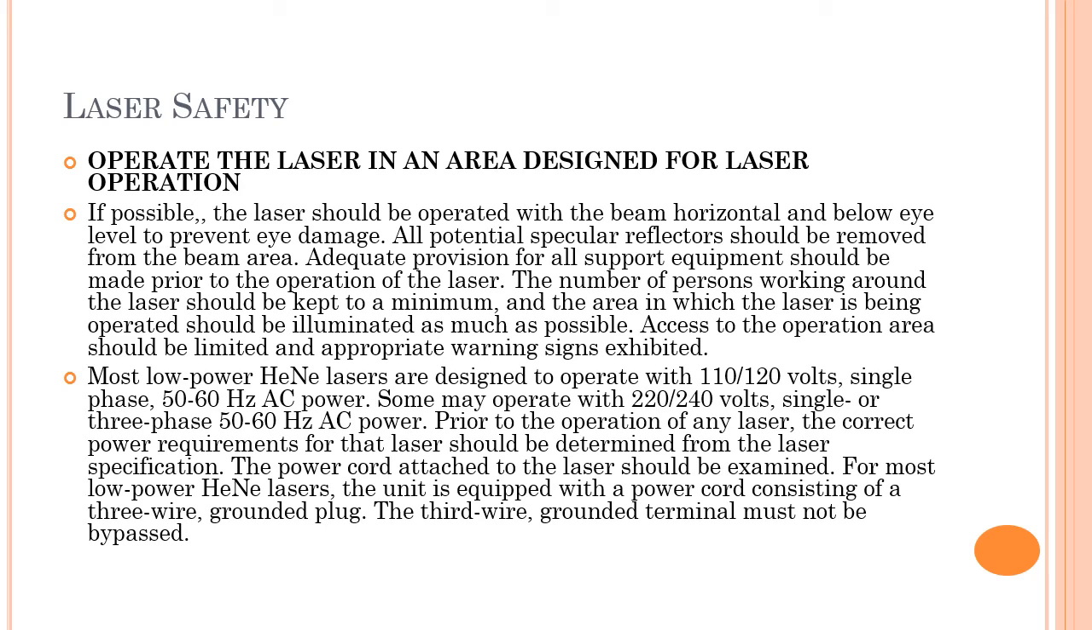So this is going to be a tough one for us because right now we're not at a lab. We're going to be doing our labs from home. But it says operate the laser in an area designed for laser operation. So if possible, the laser should be operated with a beam horizontal and below eye level to prevent eye damage. All potential specular reflectors should be removed from the beam area. Adequate provision for all support equipment shall be made prior to the operation of the laser.